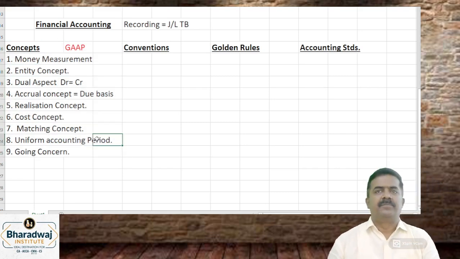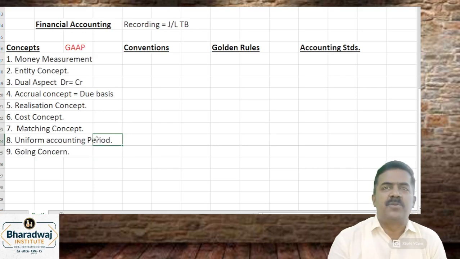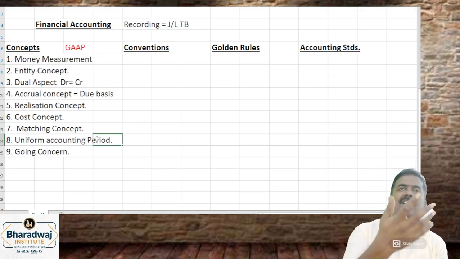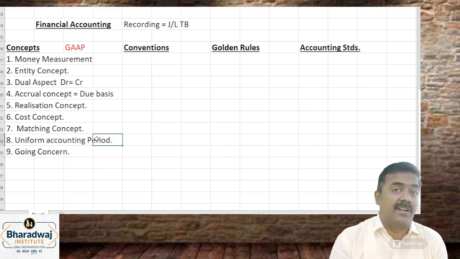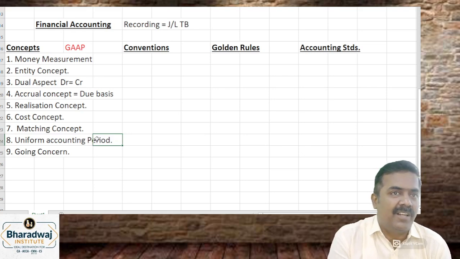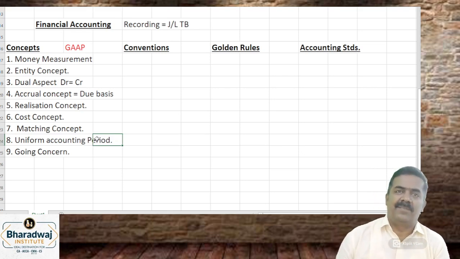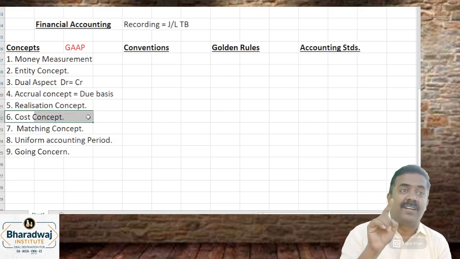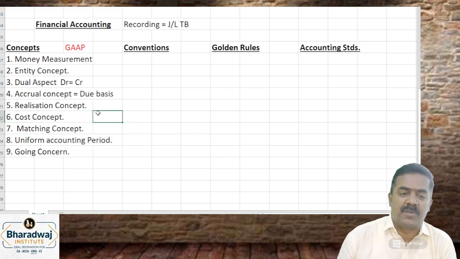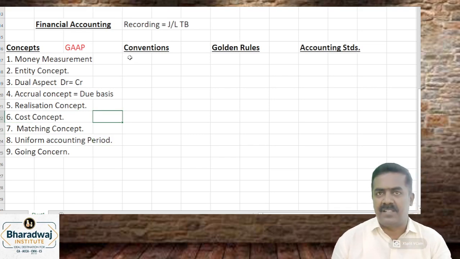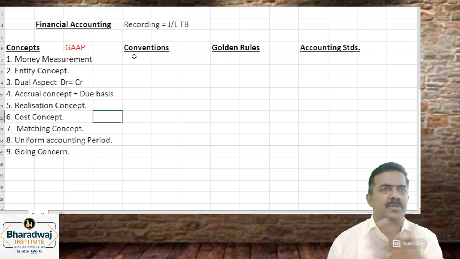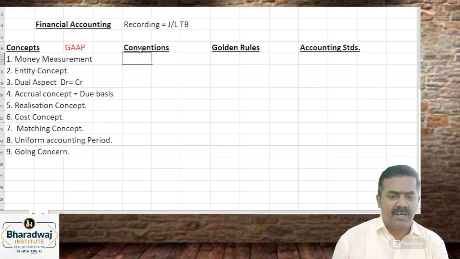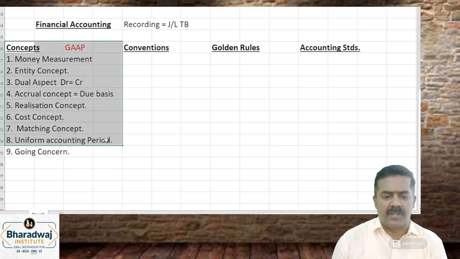For example, Mr. X purchased goods for 5 lakhs. Market value is 8 lakhs. Mr. X recorded at the market value of 8 lakhs. Which concept is violated? The cost concept is violated. You will write the answer. We will see the multiple choice questions later, after we first discuss the concepts. Conventions and concepts have a difference.